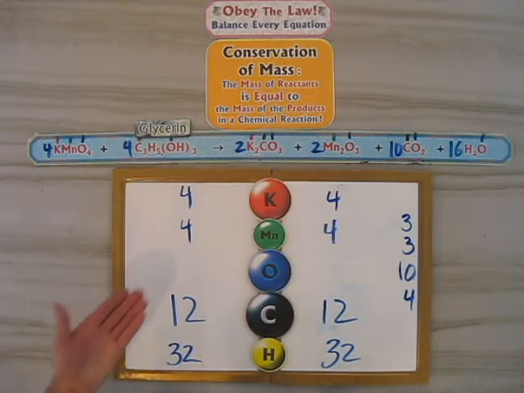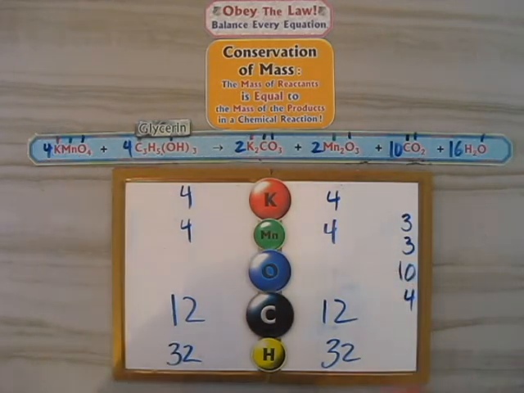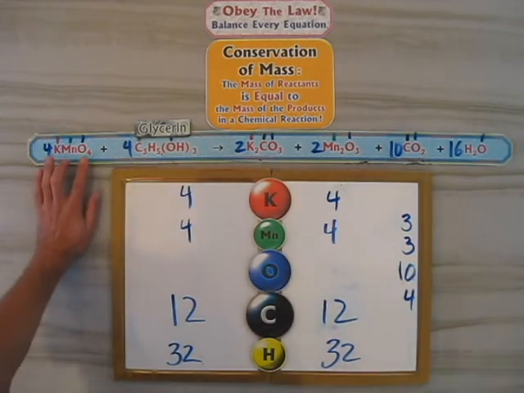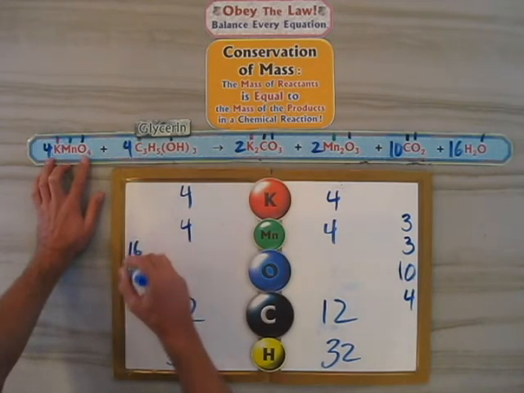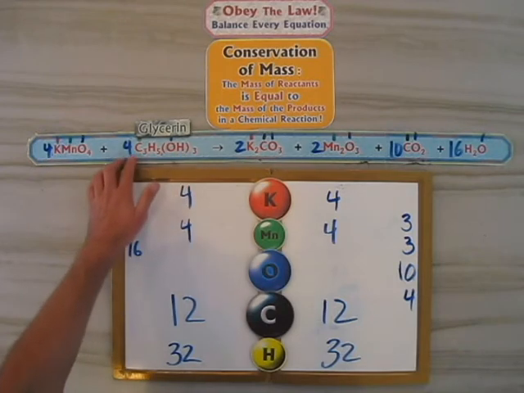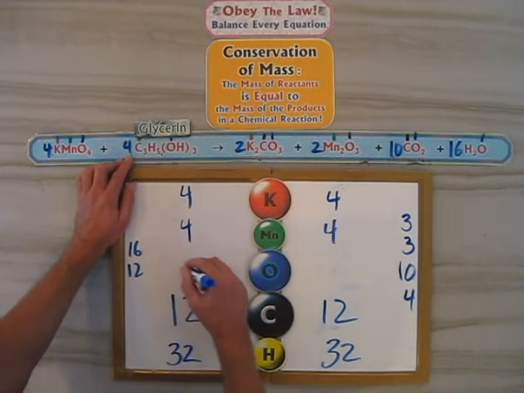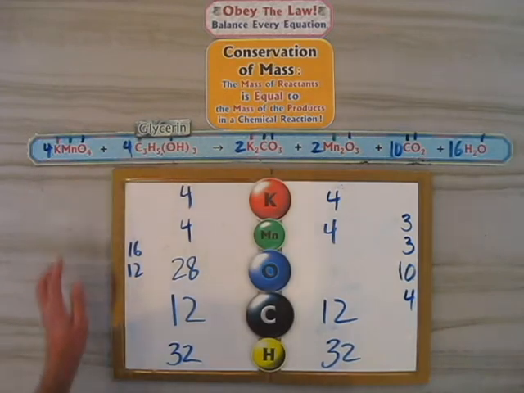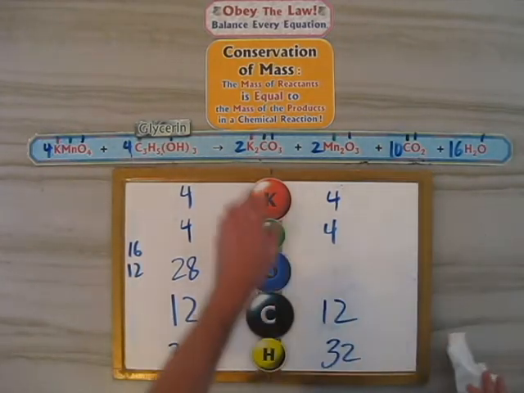Well, the oxygen, of course. Everything matches except for the oxygen. So let's see. Oxygen, we've got 16 right there. And we've got, that's a 3, right? So then 12, okay, 16, 28 oxygen. Let's see what we've got over here for oxygen.